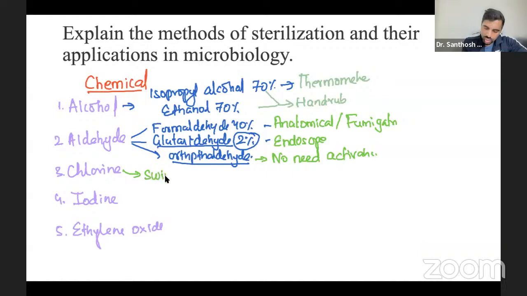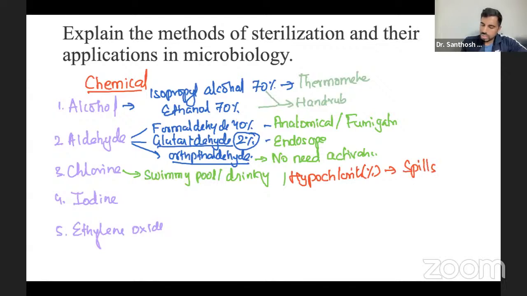Chlorine, very important. It's for swimming pools and drinking water. Most important is the hypochlorite solution. Don't forget your hypochlorite: 1% sodium hypochlorite is used for any spills in the hospital. Iodine is tincture iodine, one wound disinfectant we can use. Ethylene oxide is very important for respirator sterilization in ICU, and also for your heart lung machine.